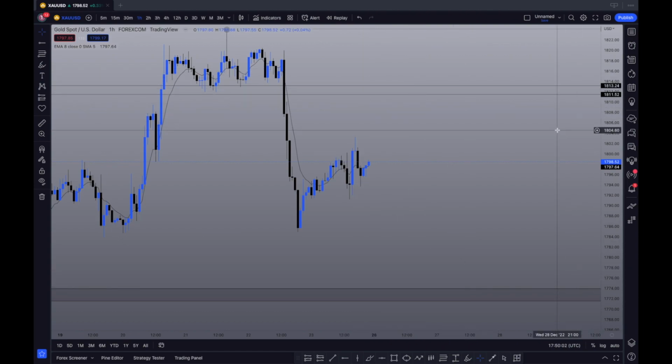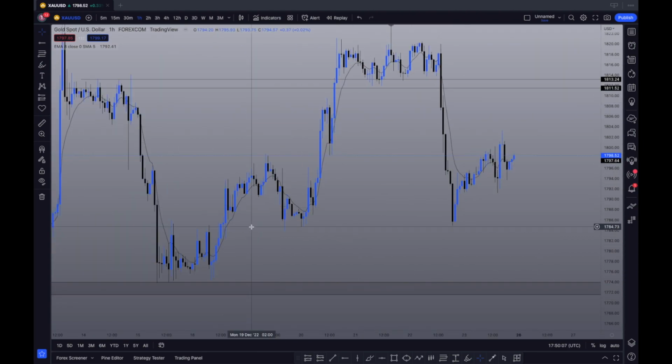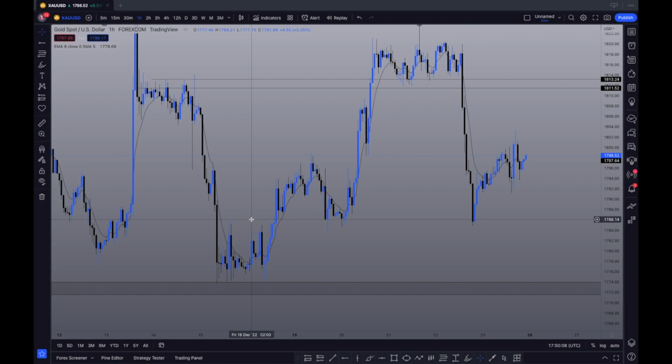So guys, that's all for how I get my entries. I always look out for candlestick confirmation on the support and resistance level to get my entries.